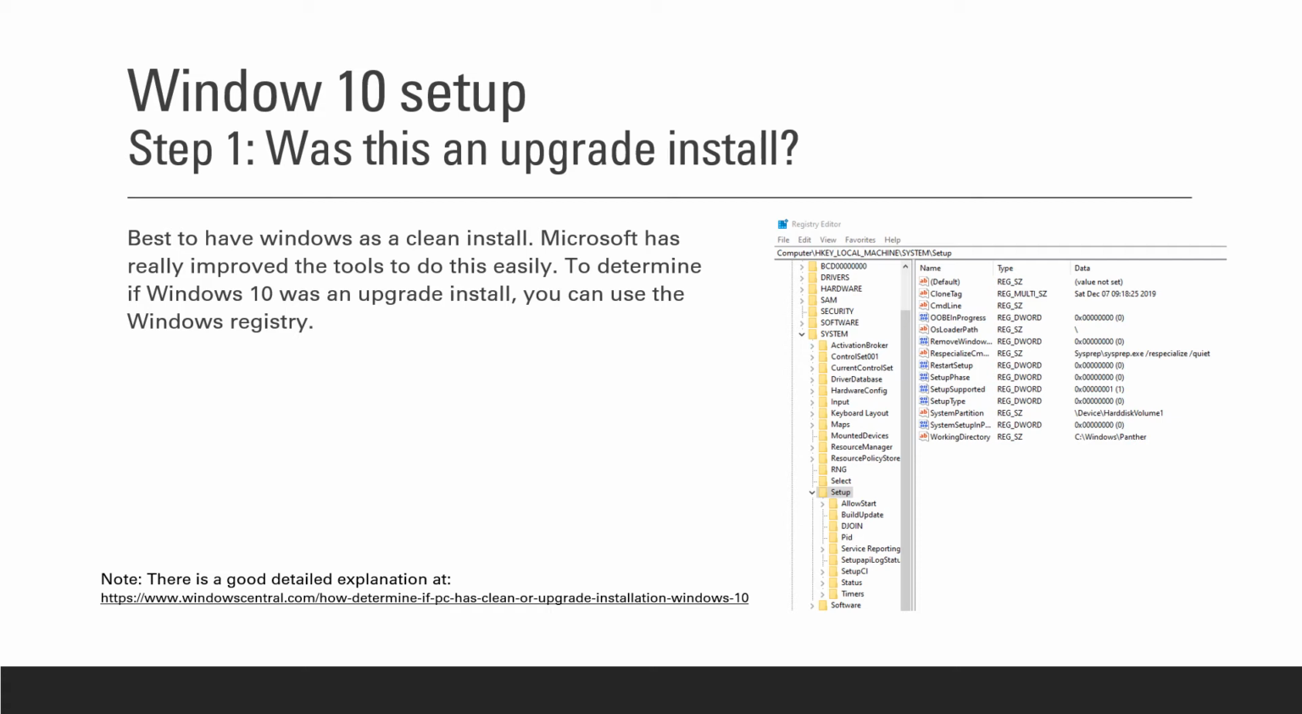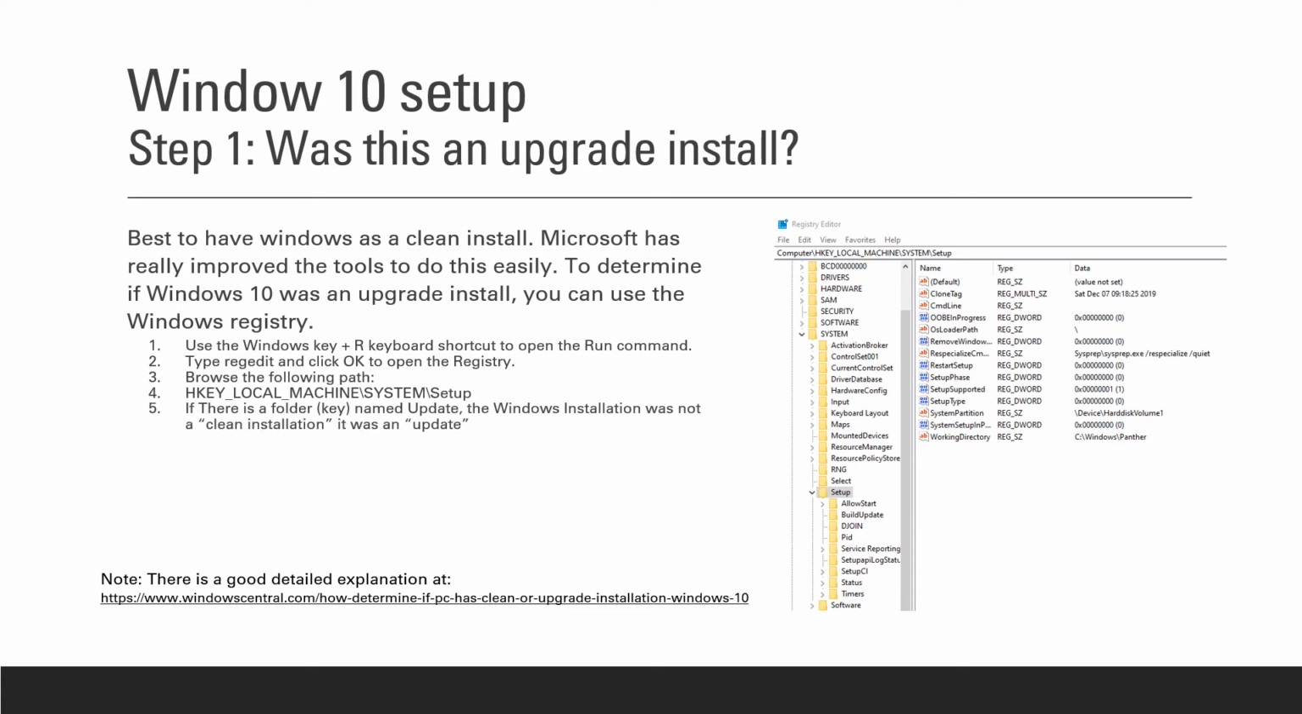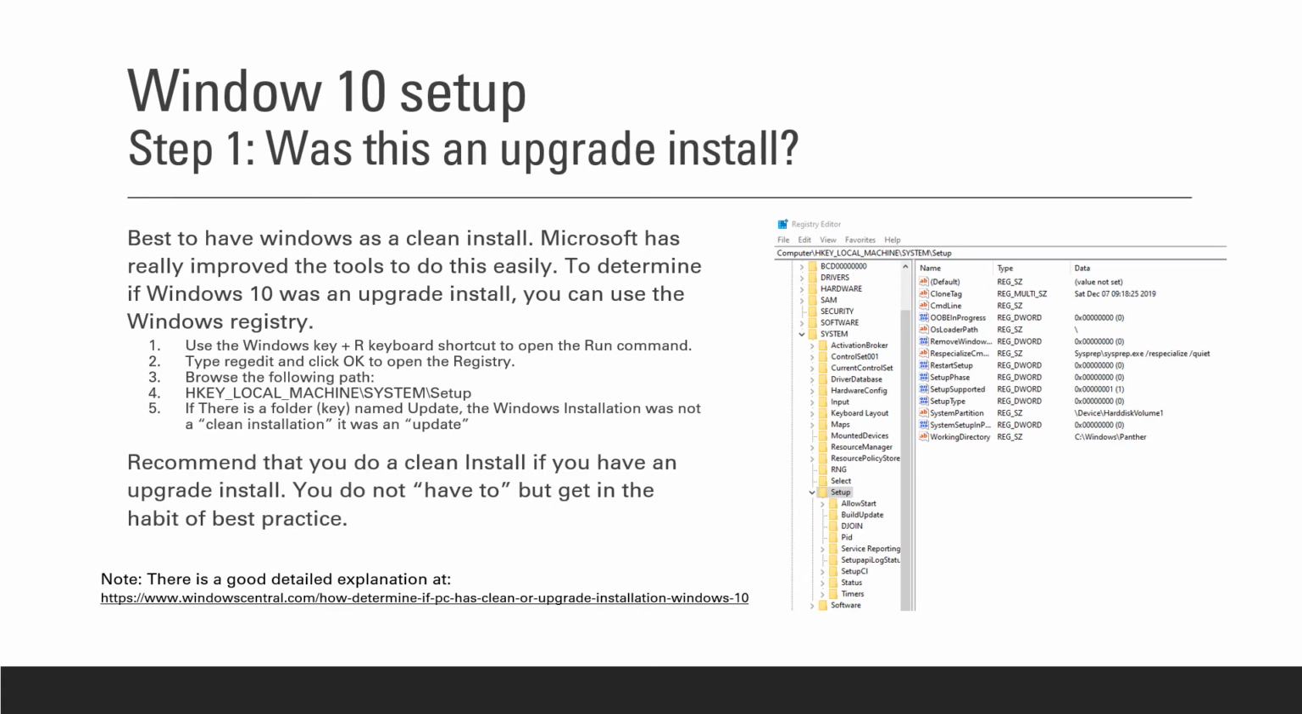To determine if it was an upgrade install versus a clean install, you can use the Windows registry. I'm going to use the run command, type regedit, and open the registry. You browse this following path, which I've shown on the right. If there's a folder named Update, and you can see there's not a folder named Update in this setup, it's a clean installation.